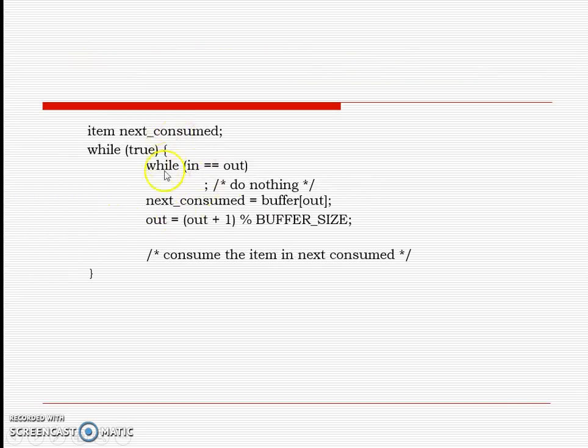This is the consumer process. If there is no data in the buffer, there is nothing to consume. For checking purposes, we use one condition: in equal to out. If in equals out, it means the buffer is empty and no data item is there, so do nothing. If there is a data item, then buffer of out is stored in the consumer. In this way, producer and consumer are synchronized with each other.